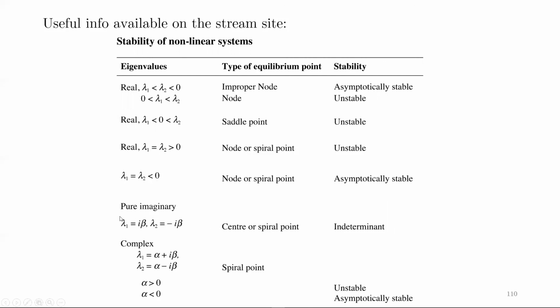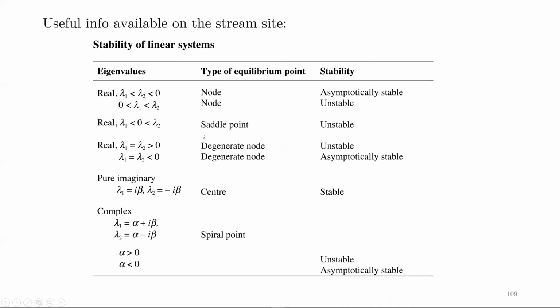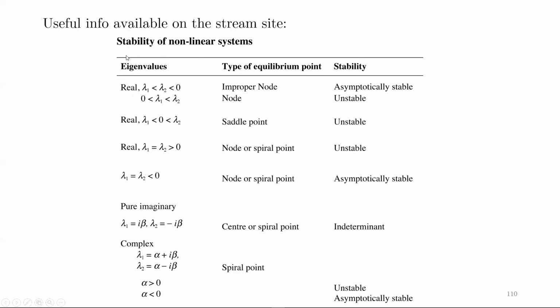If I have pure imaginary eigenvalues, so the eigenvalues for the nonlinear systems are the eigenvalues of the Jacobian matrix. Maybe I can make that a little bit clearer. For the linear systems, the eigenvalues are the eigenvalues of the coefficient matrix. For the nonlinear systems, the eigenvalues are the eigenvalues of the Jacobian. Just a subtle difference there, but an important one. So if we get pure imaginary eigenvalues in the nonlinear case, then we have an indeterminate stability. It could be a center or a spiral point, and it could be stable or unstable.